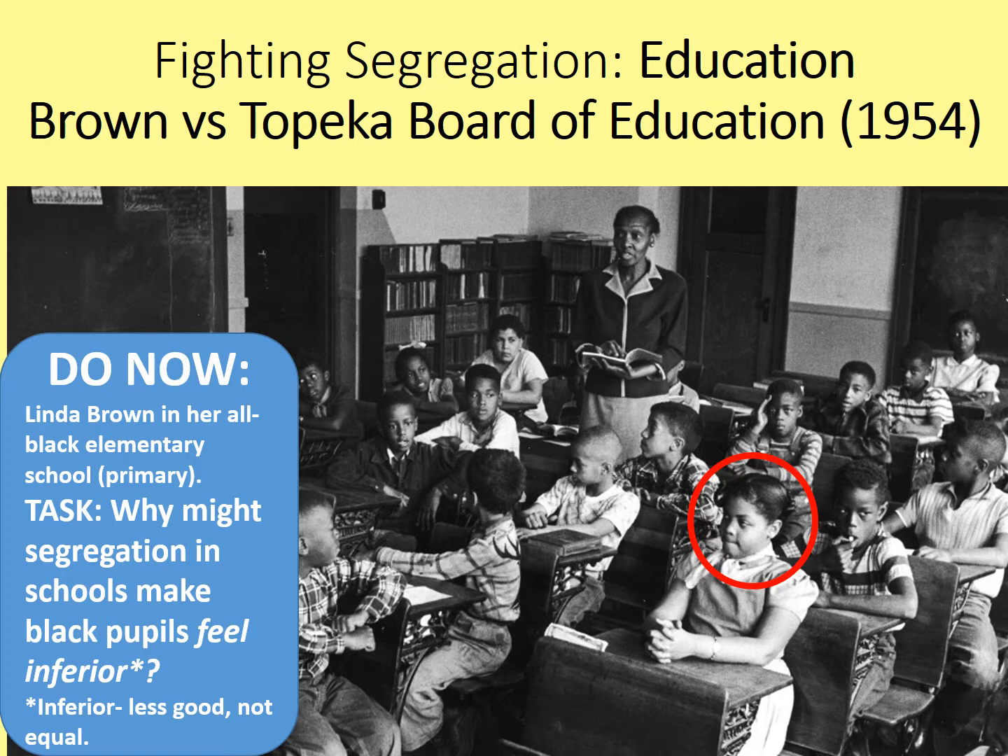However, it's inaccurate to say that the school facilities in Topeka, Kansas at this time were necessarily that much worse than their white school counterparts, although this was certainly true in other parts of the United States. And that's one of the things that made the Brown versus the Board of Education case so important. It wasn't about demonstrating that specific schools were specifically worse than others. It was about proving that the actual concept of segregated education was inherently racist and made black pupils feel inferior. And that's what they were able to do.